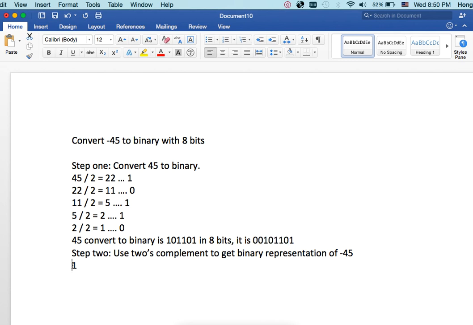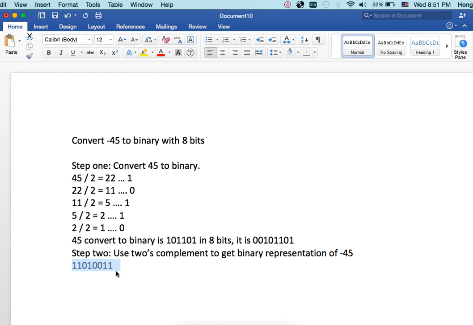So the second bit is 0, you flip it over. Third last bit is 1, you flip it over. Then next bit, this bit is 1, you flip it over. Then you will have 0, you flip it over. 0 flipped over is 1. Then you have 1, you flip it over, it will be 0. Then the first 2 bits are 0, you flip them over to 1. So this will be your binary representation of negative 45.